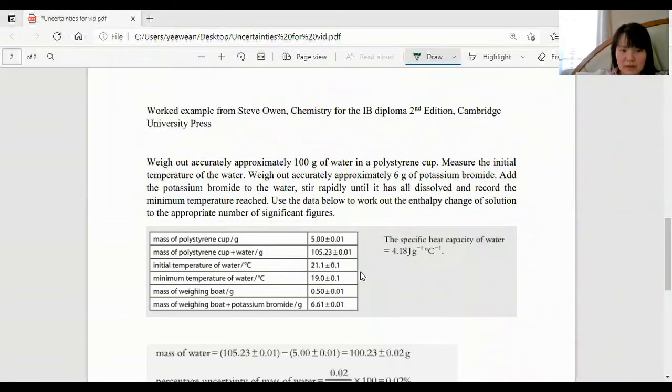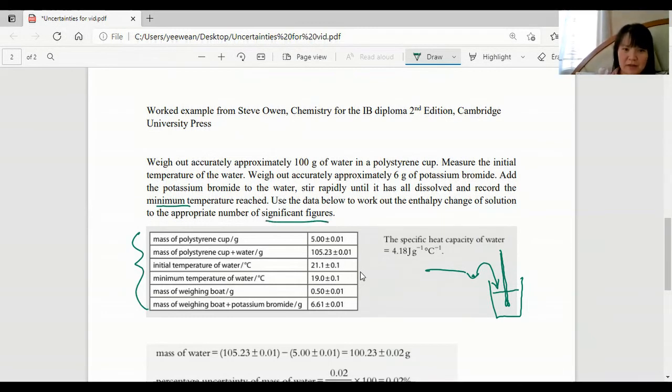Let's discuss this worked example from the textbook. Weigh out accurately approximately 100 grams of water in a polystyrene cup. So there's a polystyrene cup. Measure the initial temperature of the water. Weigh out accurately approximately 6 grams of potassium bromide. Add that potassium bromide to the water. Stir and record the minimum temperature. And use the data that's given here to work out the enthalpy change of solution to appropriate significant figures.